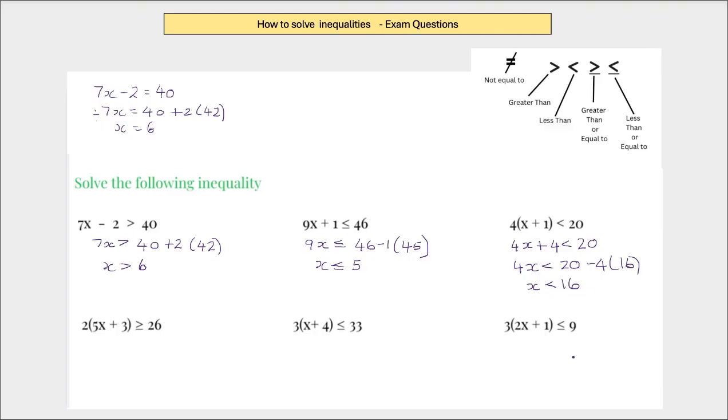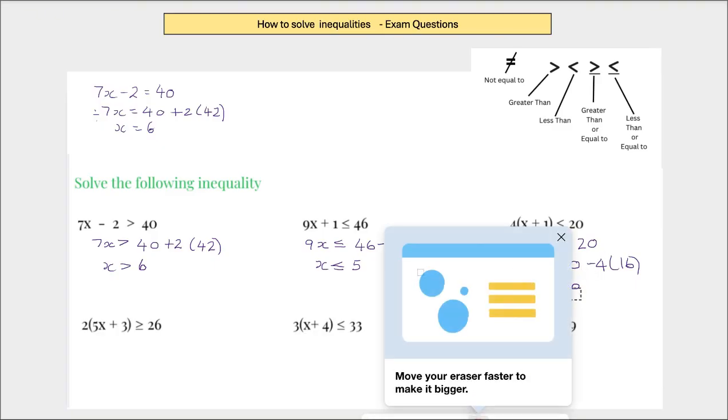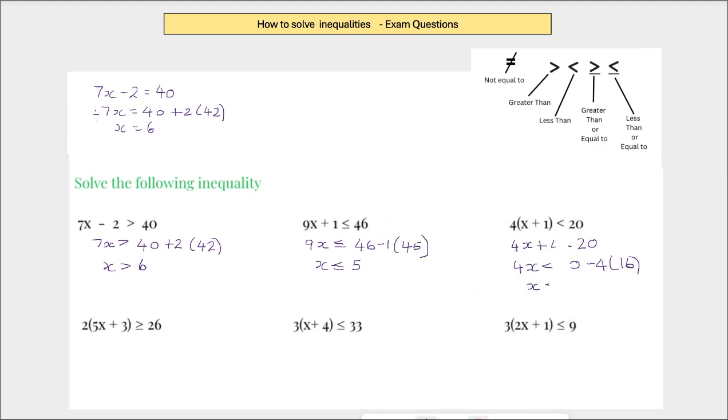So let's go to the next one. No, we won't, because I've got that wrong. Did anybody notice? Yes, I am not a machine and I do make mistakes. Let's try that again. So it was 4x is less than 20, and my pen's changed colour as well. That is 16. And 4 divided into 16 is 4. So it's saying that 4 is less than x.